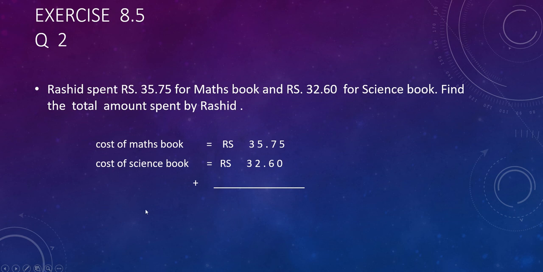Then the next statement I will write is total amount. Total means plus. So you have to add both the numbers. You can see here, 5 plus 0 is 5. 7 plus 6 will give you 13. So 3 will come down and 1 will go to the next digit as carryover. 5 plus 1 is 6, 6 plus 2 is 8, 3 plus 3 is 6.